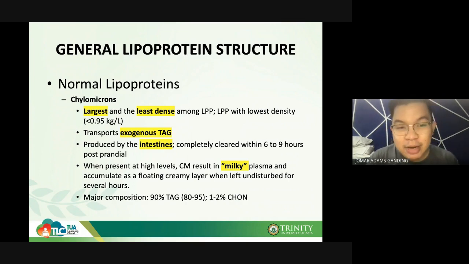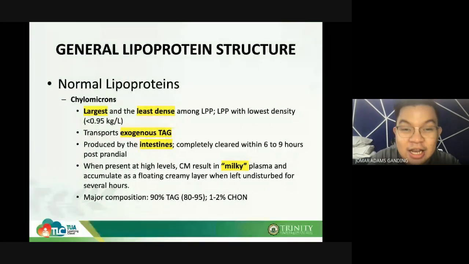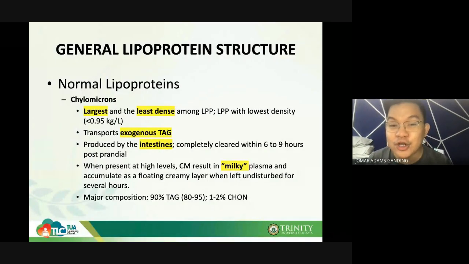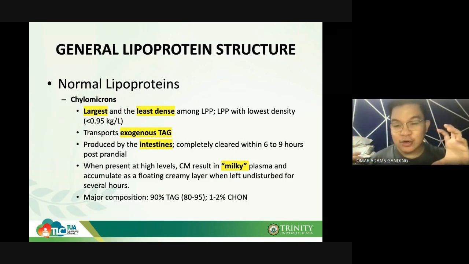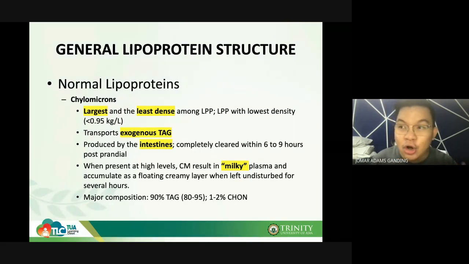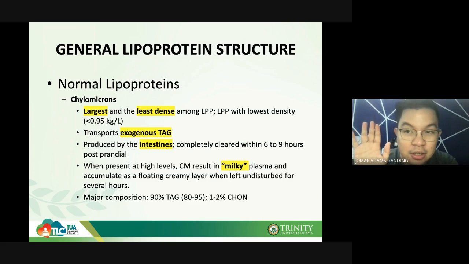So again, your chylomicrons are produced in your intestines and they are completely cleared within 6 to 9 hours postprandial, which explains the 10-hour fasting for your lipid profile. Can I see a raise of hand if we're clear? So is it making sense now that your chylomicrons are the ones that carry the exogenous triglyceride that came from my diet, that came from my food? Now it would take around 6 to 9 hours before it can be cleared out of the body. Some of you would say, sir, if it's 6 to 9 hours, why is the fasting still 10 hours? That is to standardize all your fasting. So the fasting for your lipid profile is 10 hours, the minimum is 10 hours, and that is not for your cholesterol, but more for your triglyceride. Are we clear?